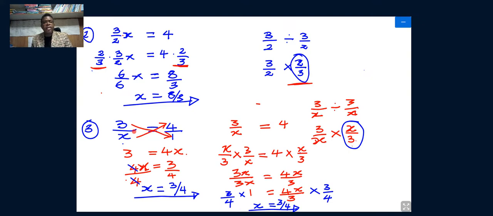Why? The laws of mathematics never change. That's the other good thing about mathematics. The laws never change. Once you grasp them, you understand them, you are good to go for life. So, let us take 3 over x and divide it by itself. Here, we've done it here.